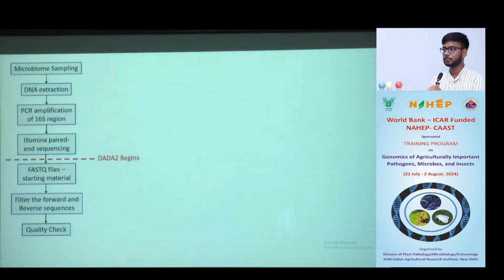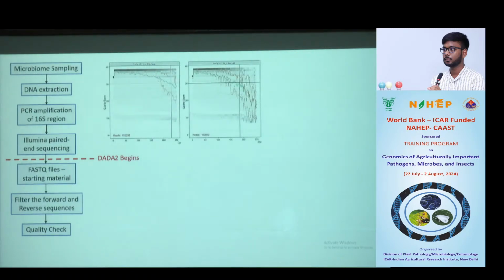So we received the sequence data from the company, and we have to filter the forward and reverse sequences. We have to separate the reverse and forward sequences. Then we have to do the quality check. Quality check means we check the quality of the base calls here. So this is how the quality plot looks. You can see the green lines there, right? That is the quality indication of the sequence.